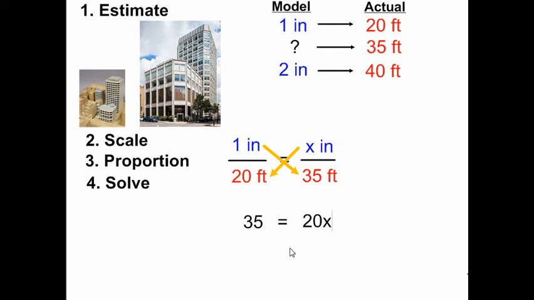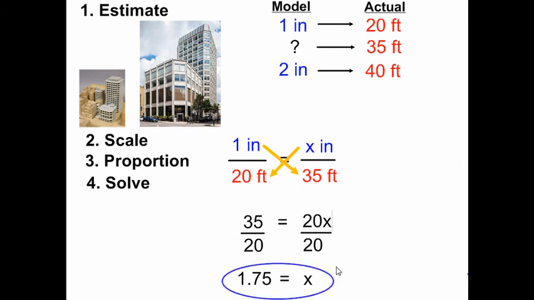To do that, we can divide each side of this equation by 20. 35 divided by 20 is 1.75. And over here on the right, we get x. So that is what we're looking for. x equals 1.75. That is the height of our model if our actual building measures 35 feet. Our model will measure 1.75 inches.